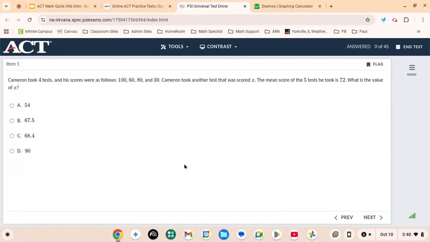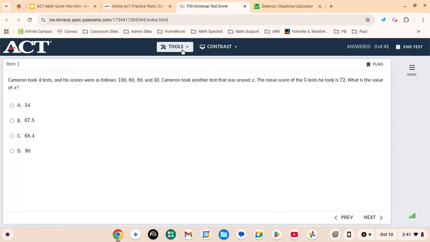So our first question here says, Cameron took 4 tests and his scores were as follows: 100, 60, 80, 30, and then Cameron took a 5th test, which we don't know. That's why it's labeled as X. It tells us that the mean score of the 5 tests is 72. So what is that value of X? What did he get on that 5th test that has that mean or that average become 72?